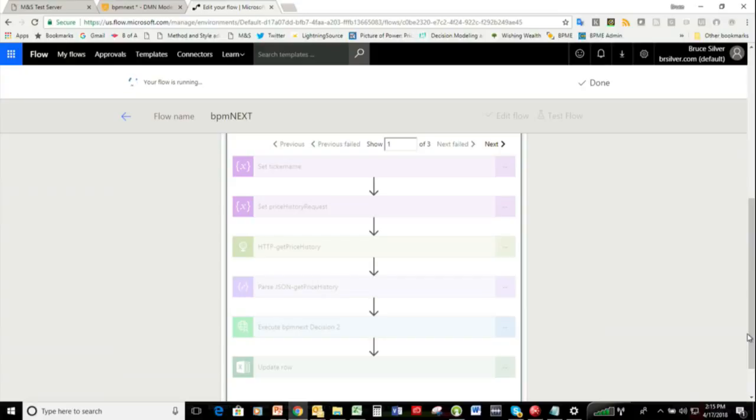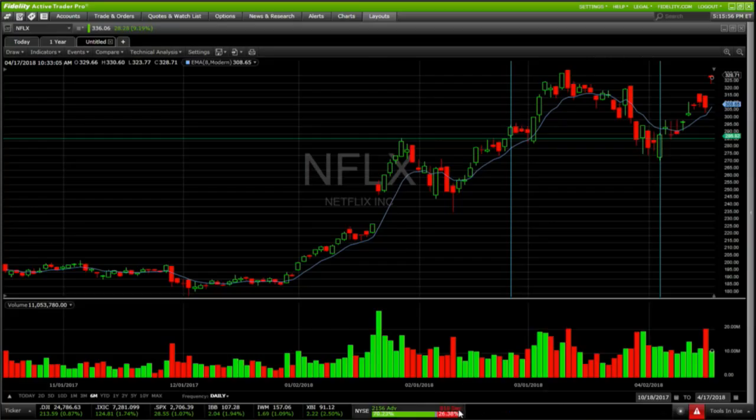And maybe while we're waiting, I'll just show you, here's the Netflix price chart from today, and this green line shows the, stand over here.